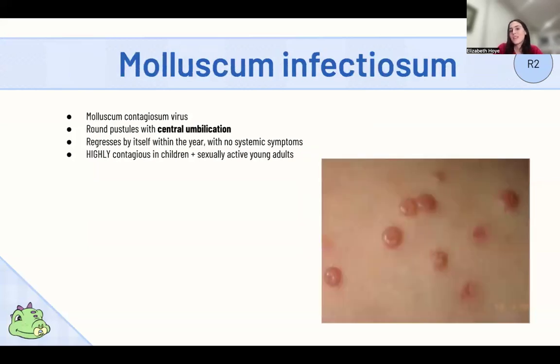This next one is Molluscum infectiosum, which isn't that serious. It usually regresses within a year and patients don't get any systemic symptoms, but it's really highly contagious in kids and also sexually active young adults. So you can notice what it looks like, or you can differentiate it by that central umbilication. So it has sort of a dent in the center, and they're described as round pustules.